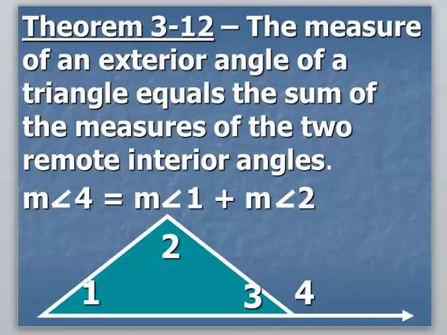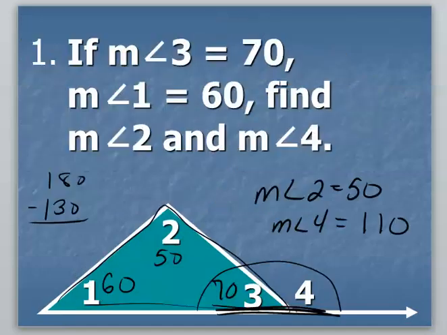Theorem 3.12 states that the measure of an exterior angle of a triangle, like angle 4, our exterior angle, equals the sum of the measures of the 2 remote interior angles. Sum means I'm going to add these 2 remote interior angles. So the measure of angle 4 should be the same as angle 1 and angle 2 added together. Well, let's look back at our previous examples and see if that's true.